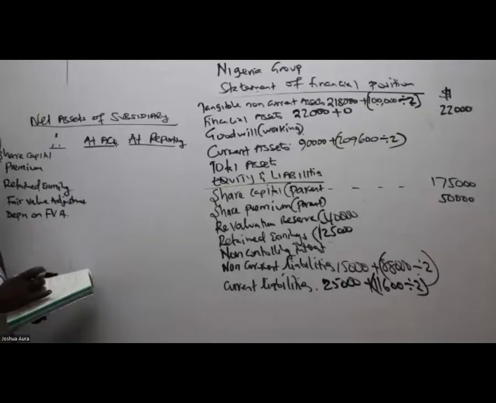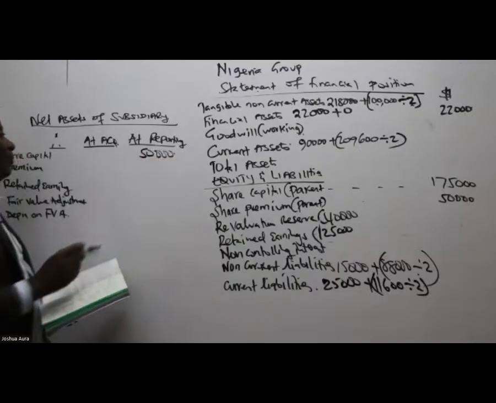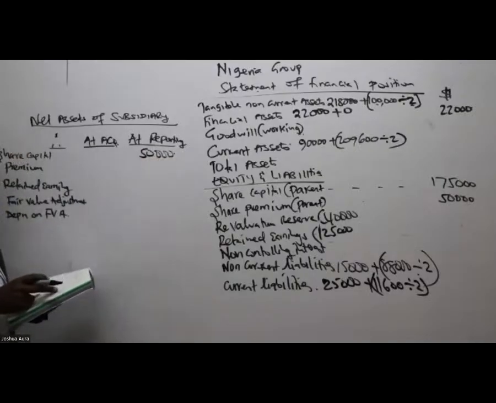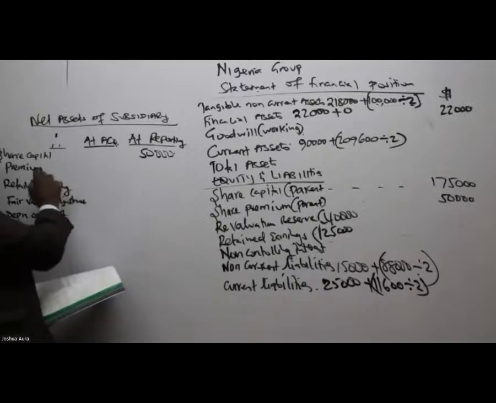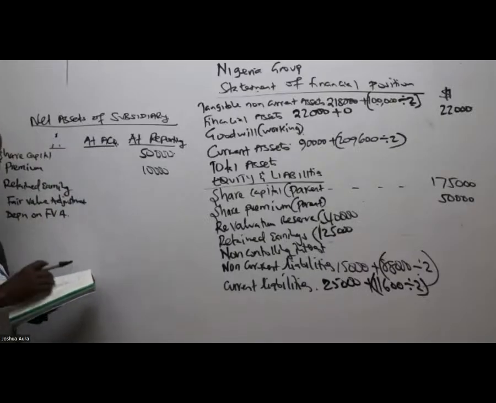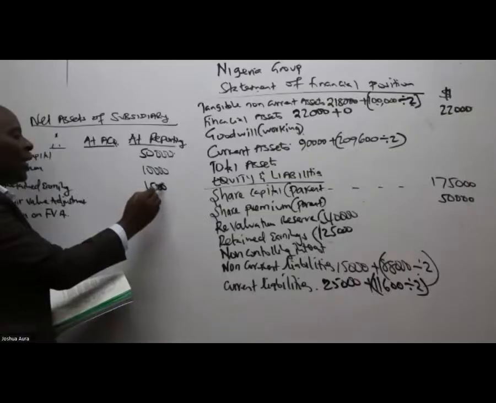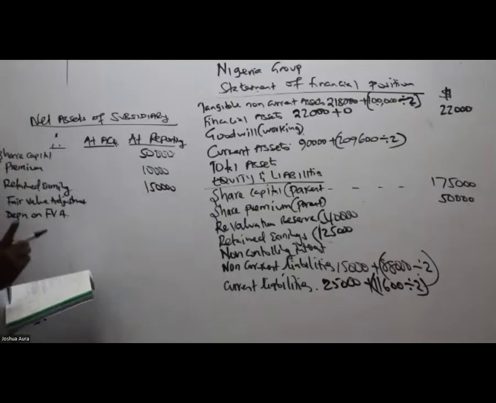So for net assets of the subsidiary, the first ordinary shares that I will pick are ordinary shares of Lagos, our subsidiary. Because I'm picking this figure from the statement of financial position, the 50,000 should come here, 50,000 at reporting. And then I can see the premium there, 10,000, the premium for the subsidiary, Lagos. There is no reserve there. I can see retained earnings. Retained earnings, what do we have, ladies and gentlemen? We have 150,000 retained earnings at the end.